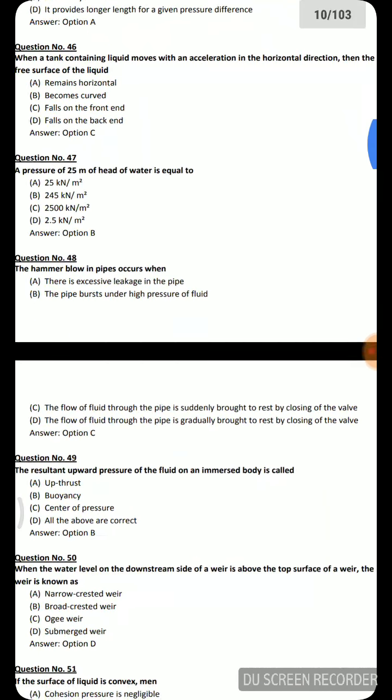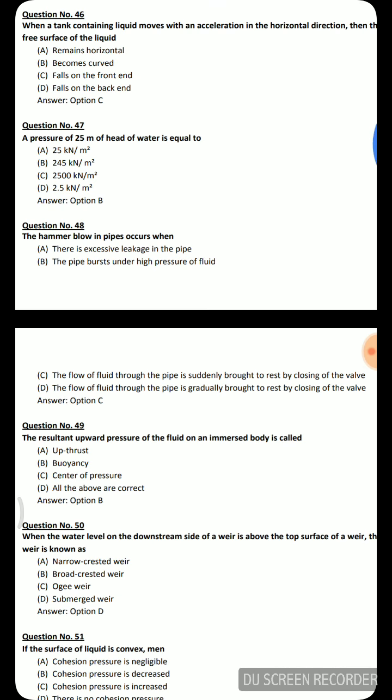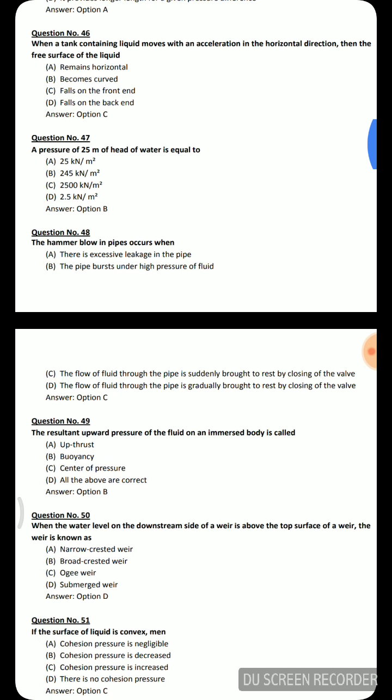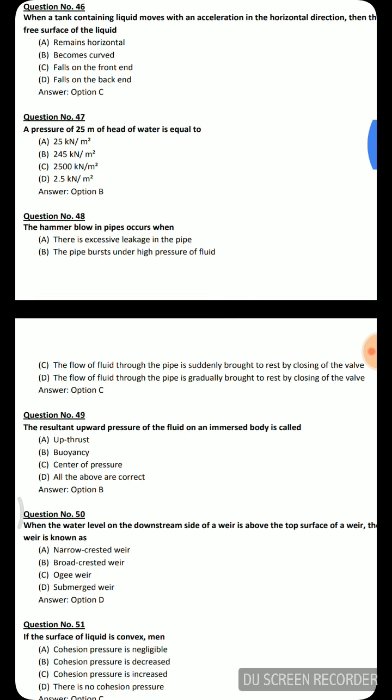Moving on to our next question. When a tank containing liquid moves with an acceleration in the horizontal direction, then the free surface of the liquid falls on the front end. It is moving in the horizontal direction, so the front end will be the free surface.